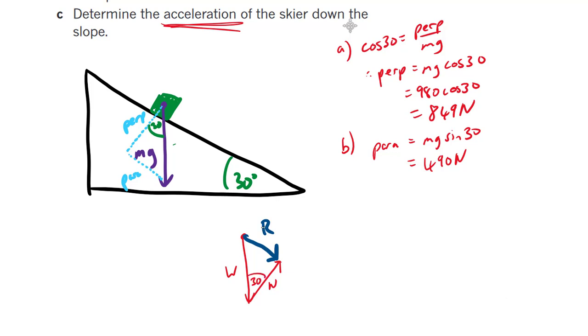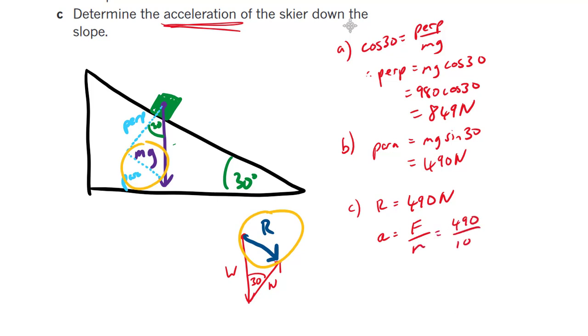So this resultant force, we should be able to identify by now, hopefully, that this resultant force is the same as this parallel force. So that would mean that the resultant force itself is going to be equal to 490 newtons. So since I know that, to find the resultant acceleration, that's going to be that force divided by its mass. So it's going to be equal to 490 divided by 100, or in this case 4.9 meters per second squared.